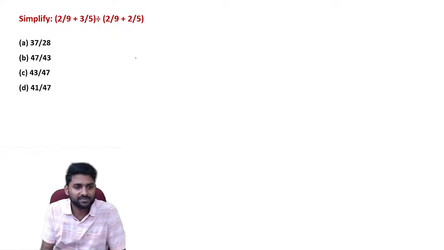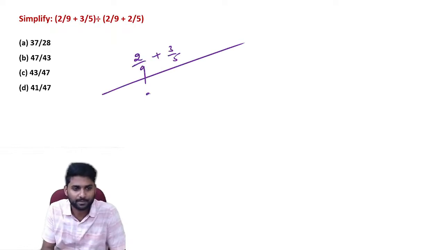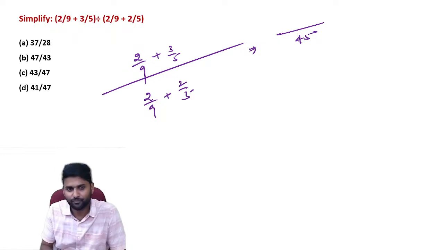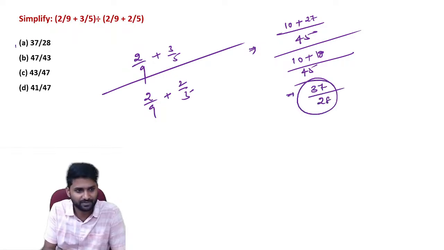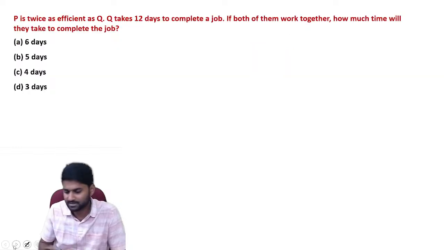See, just simplify this one. 2 by 9, 3 by 5 is divided by 2 by 9, 2 by 5. And you will get LCM is 45 here. So 2 into 5, 10. 3 into 9 is 27. Again 45 here. 5 into 2, 9 into 2, 18. So here the answer is 37 divided by 28. Simplification. Next.